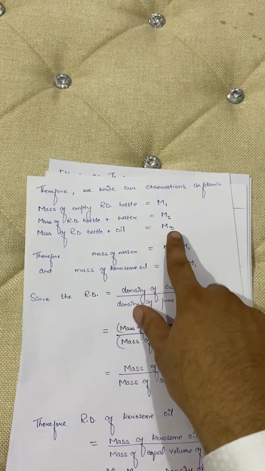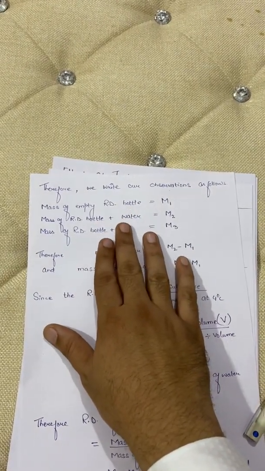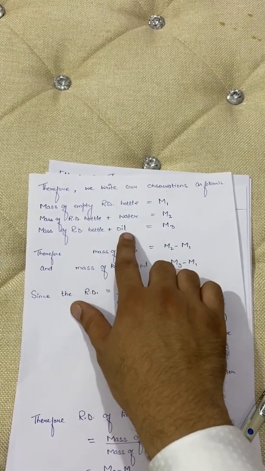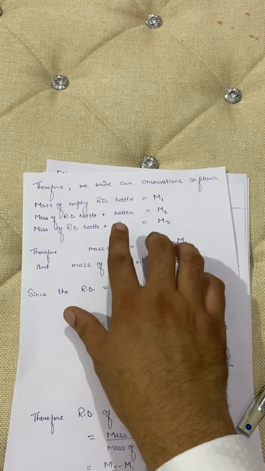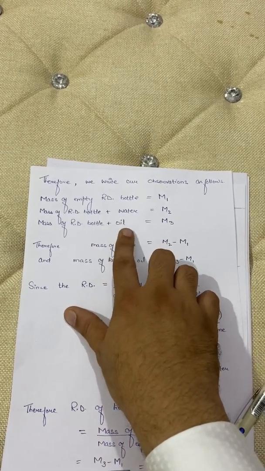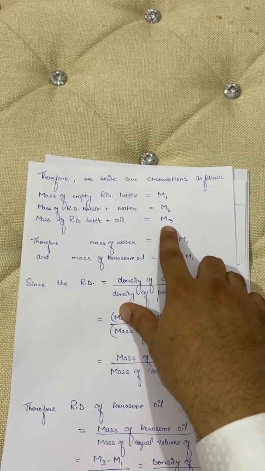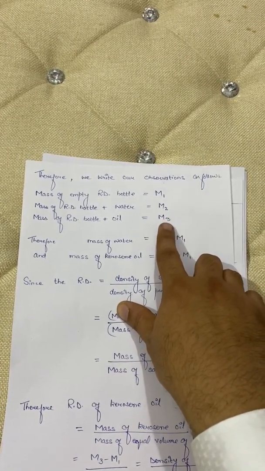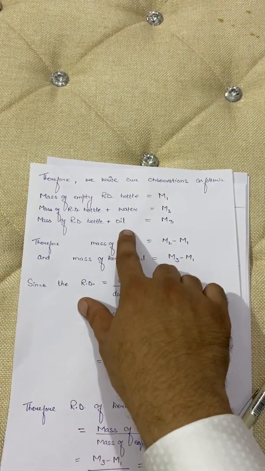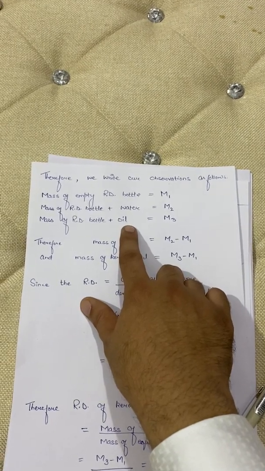Clear? And then when the empty density bottle was completely dried and then again filled completely with the unknown liquid, which in our experiment we have taken as kerosene oil, and then it was weighed again on a physical balance, the new mass recorded was M3. So this M3 is the combined mass of the relative density bottle plus the unknown liquid, which in this case is the oil. Is it clear?